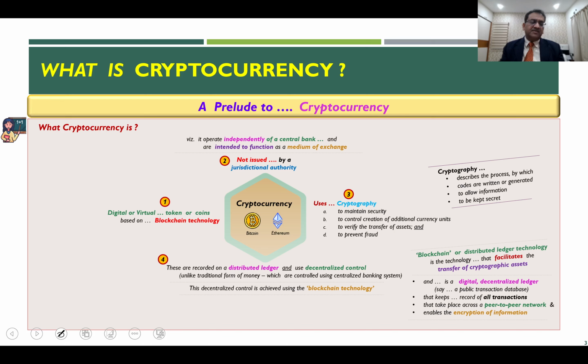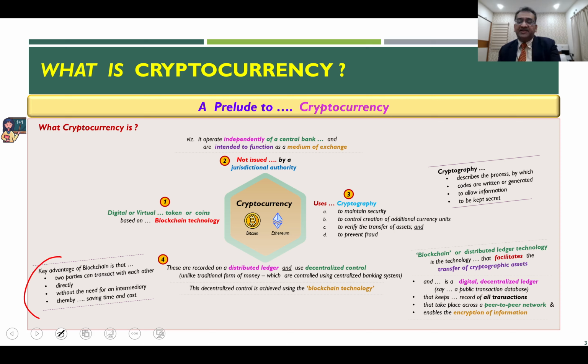If you look at the right hand side, the blockchain technology or the distributed ledger technology, because these cryptocurrencies are held and recorded on a distributed ledger. This technology facilitates the transfer of those digital and cryptographic assets. And this technology is basically a process wherein a digital and decentralized ledger, say for example a public transaction database which has access to multiple parties, keeps and records all the transactions which take place on a peer-to-peer basis between various participants. And the key advantage of this blockchain technology is that two parties can transact with each other directly without the involvement or intervention of an intermediary, and this basically results in saving of time and cost.